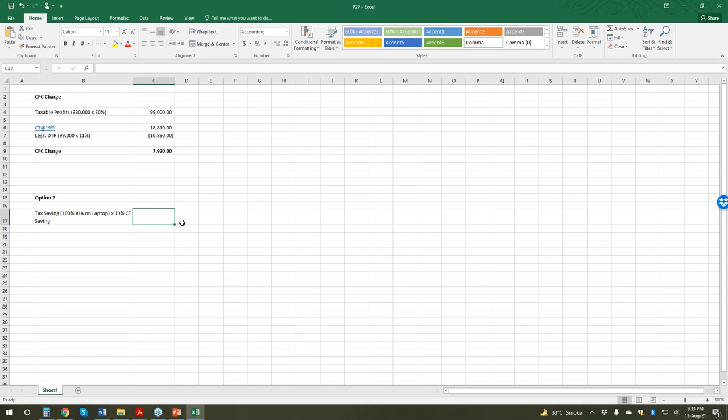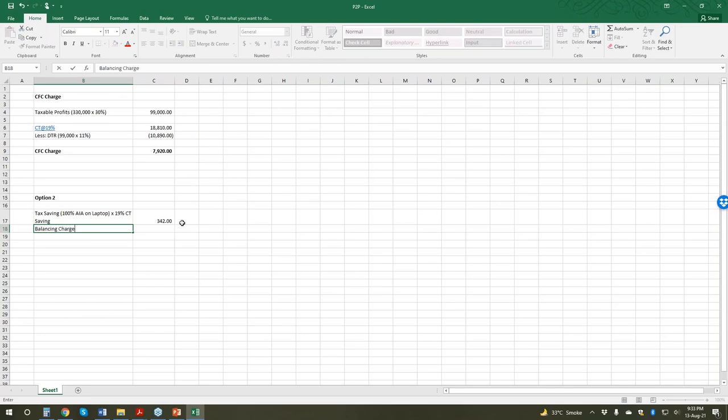So guys, the 100% AIA will be obviously 1800 times 19% tax saving. The tax saving will be £342. However, the company has to pay tax on the balancing charge. How much tax will be paid on that? 150 times 19%.